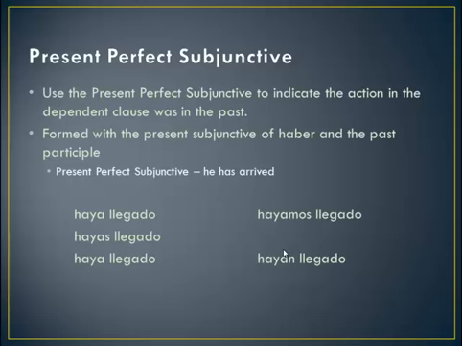So your translation for the present perfect subjunctive is going to be like he has arrived. So haya is subjunctive of haber. So haya llegado, hayas llegado, haya llegado, hayamos llegado, hayan llegado. So I have arrived, you have arrived, he has arrived.